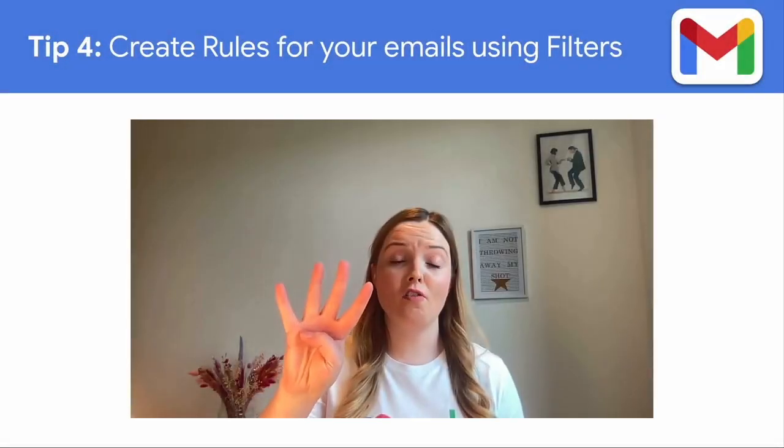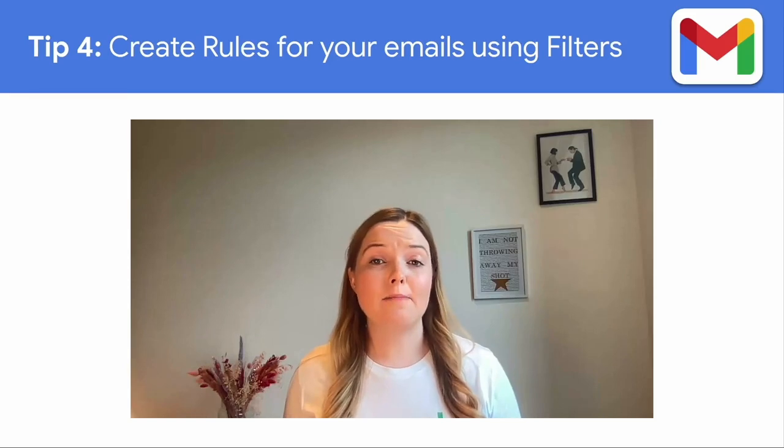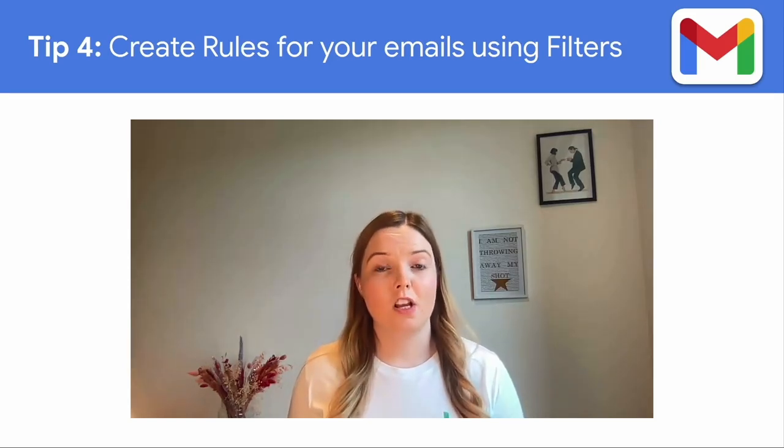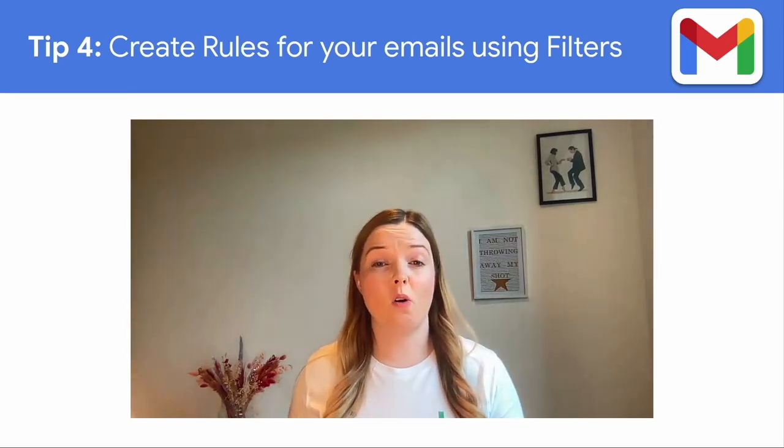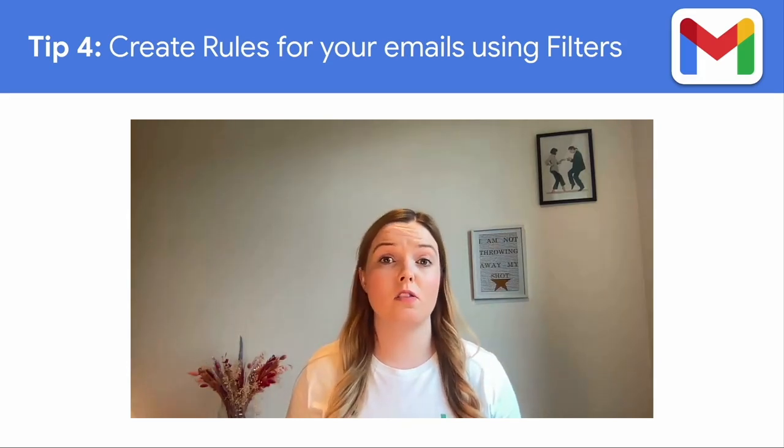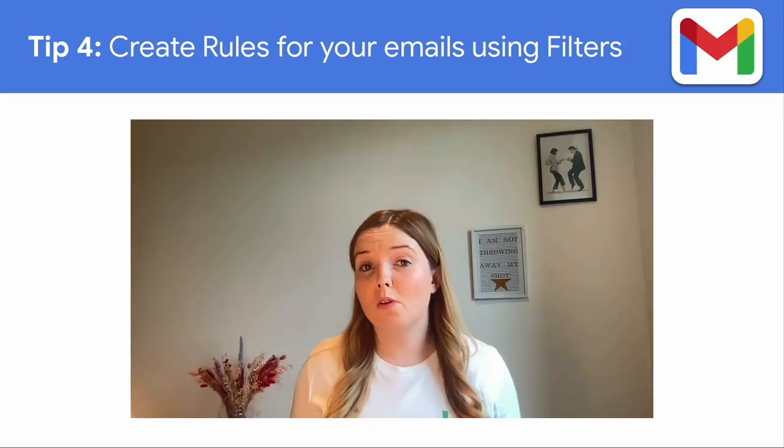Tip number 4, create rules for your emails using filters. So in Gmail, with the filters feature, you can actually get it to automatically label emails or star emails, depending what you want to do with them.